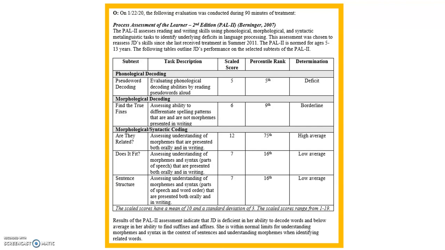You also want to include any information someone reading this report might need to interpret the scores. For example, in this sample, the bottom row on the table says the scaled score has a mean of 10 and a standard deviation of 3. The scaled scores range from 1 to 19. This gives the reader some context when they are trying to interpret the scaled scores that are included in the table. Below the table, there is a brief summary of results.